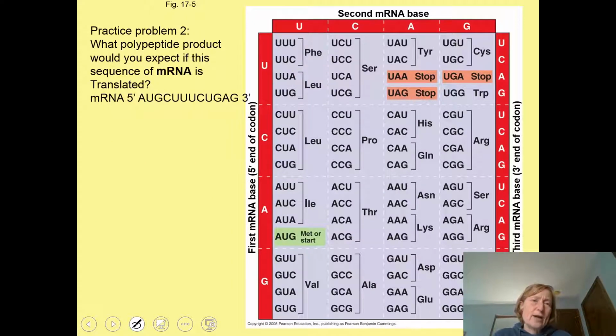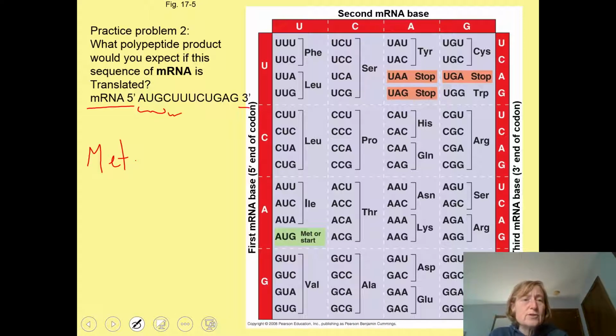What polypeptide product, in other words, we're looking for amino acids, would you expect if this sequence of mRNA is translated? Now, translation always happens in the 5' to 3' direction on the mRNA. So there's the 5', there's the 3'. We're simply going to translate each codon, or each triplet of nucleotides, into an amino acid. So, what does AUG code for? Well, that codes for methionine. So methionine is our first amino acid.